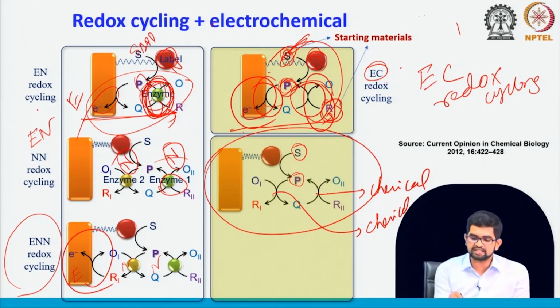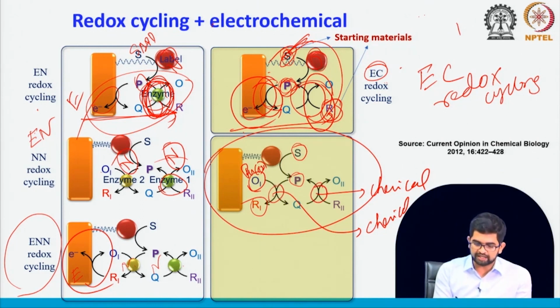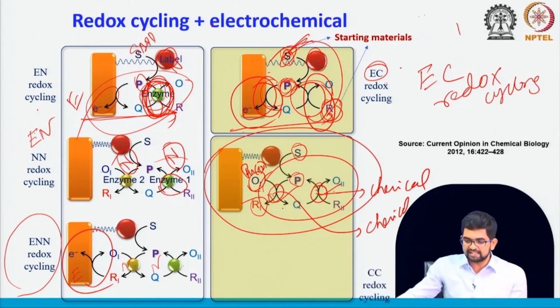In the last case, this P is directly oxidized, but here we will not directly oxidize on the surface. We will use another material O1, suppose like ruthenium 3 plus. That one will react with P and form the R1, like ruthenium 2 plus. Like this way we can bring one more, some extra cycle, and we will get more amplification. So one chemical reaction, one chemical reaction, so here we can say CC redox cycling.